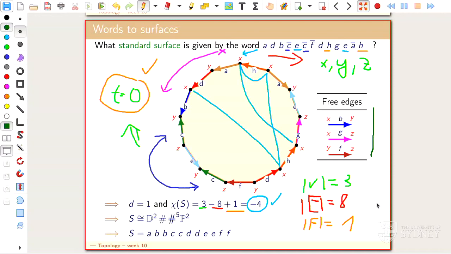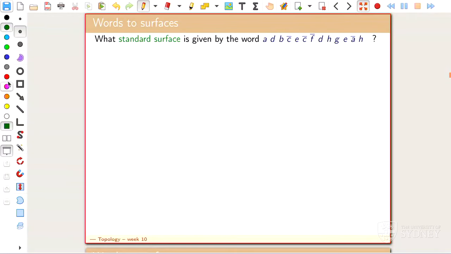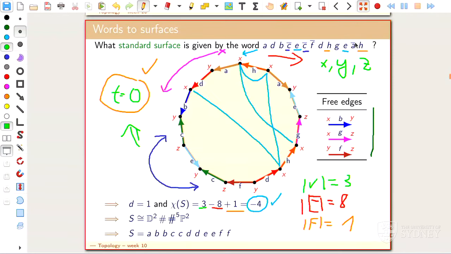And now we just need to do the following. I guess I need some space. So let me jump back to here. I just write down X, Y, and Z. So these are our 3 points, right? We already identified them. And let's have a look what the edges do.